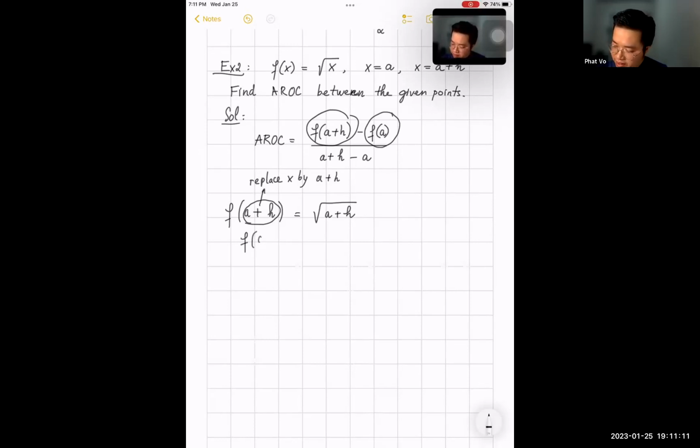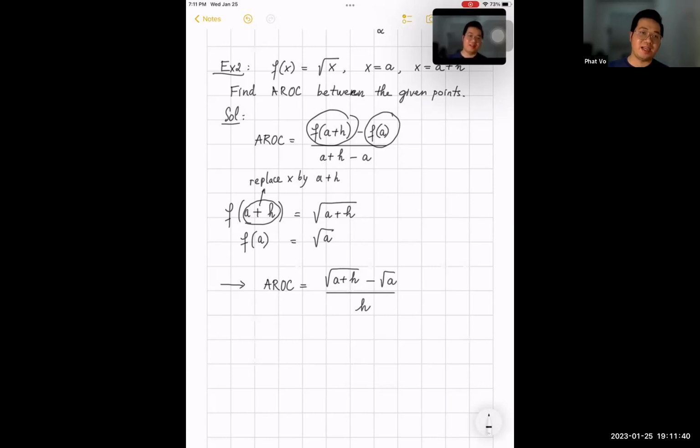What about the value of f at a? It is square root of a, right? Okay, so now we can apply this. The average rate of change is the square root of a plus h minus square root of a, over h, right? Because a minus a is 0. So now the denominator is just a single h. Okay.